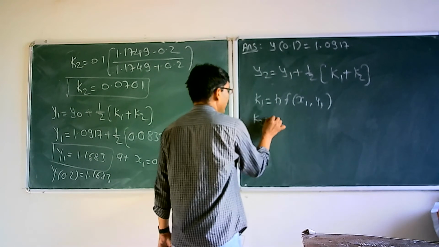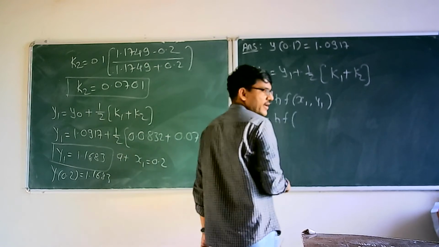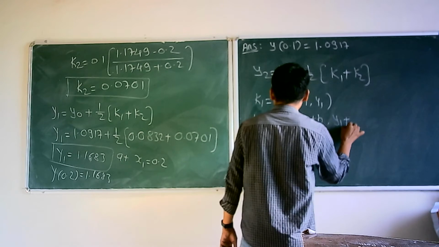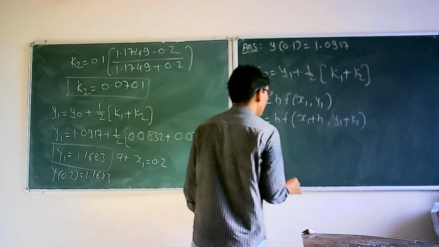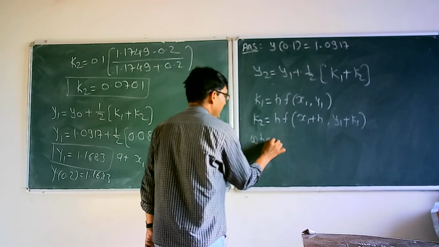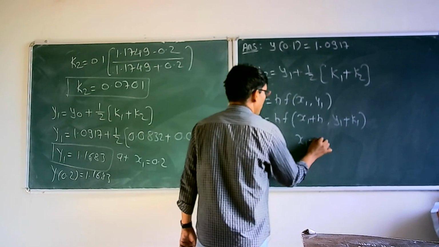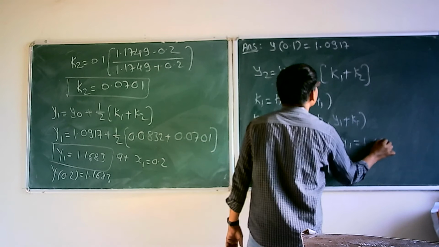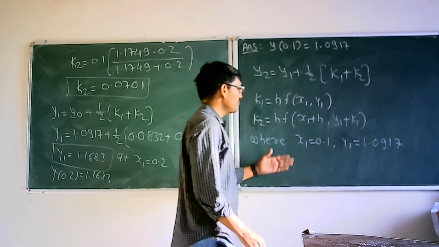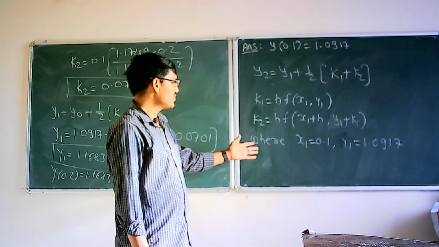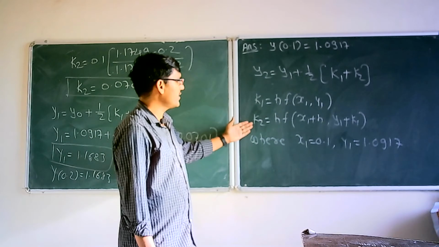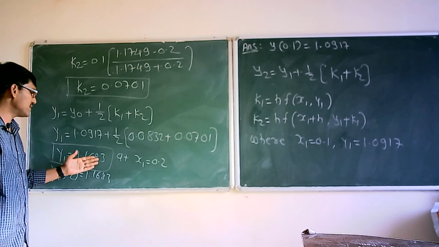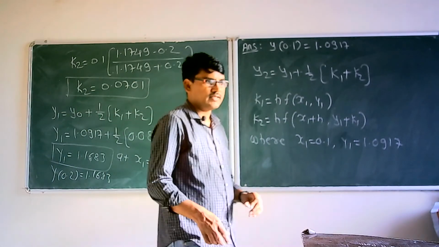Now what is K2? K2 is equal to h f of (x1 plus h, y1 plus K1), where x1 is equal to 0.1 and y1 is equal to 1.0917. By using these values, you can evaluate K1 and K2, and you can find the value of y2. Again, it will be the same value, 1.1683. So I hope you understand this.